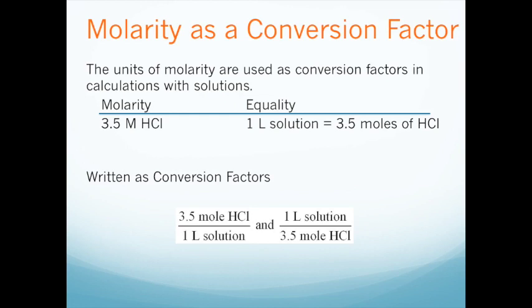So molarity can be used as a conversion factor, and this allows us to make calculations of solutions. So, for instance, if you have 3.5 molar hydrochloric acid, HCl, that means that 1 liter of solution will contain 3.5 moles of hydrochloric acid. This is handy because you can scale this up and down and the numbers remain proportional.